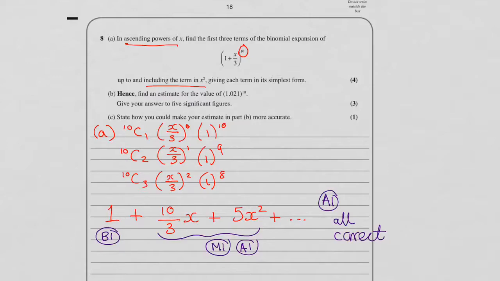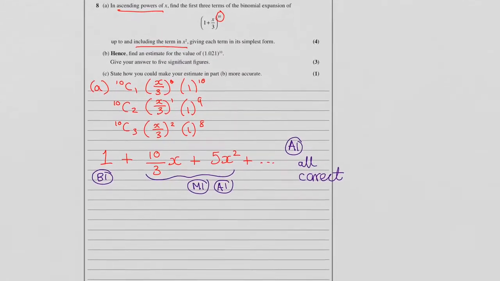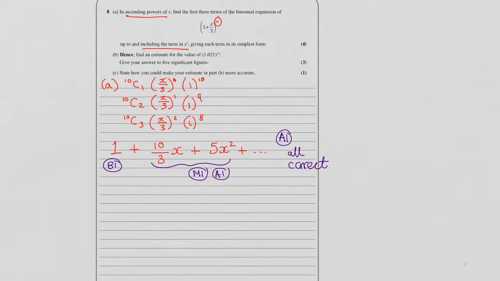Right, part B. Find an estimate for the value of 1.021 to the 10. Okay, so let's compare these two, because they look a bit similar, don't they? Kind of. So I need to figure out what value of x makes these two equal. And it is x equals 0.063.